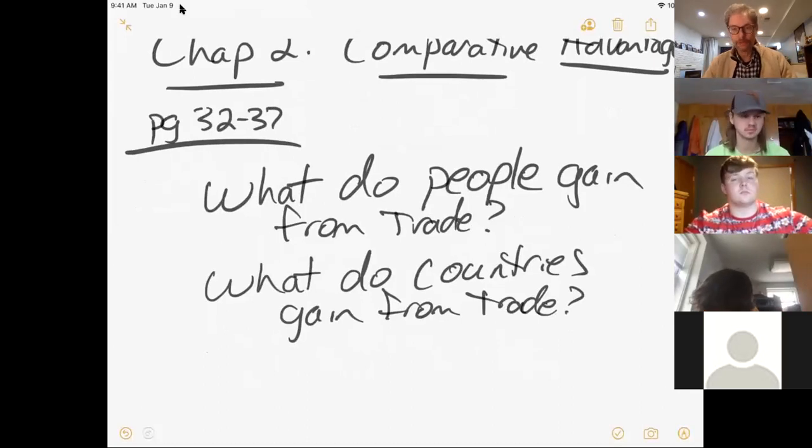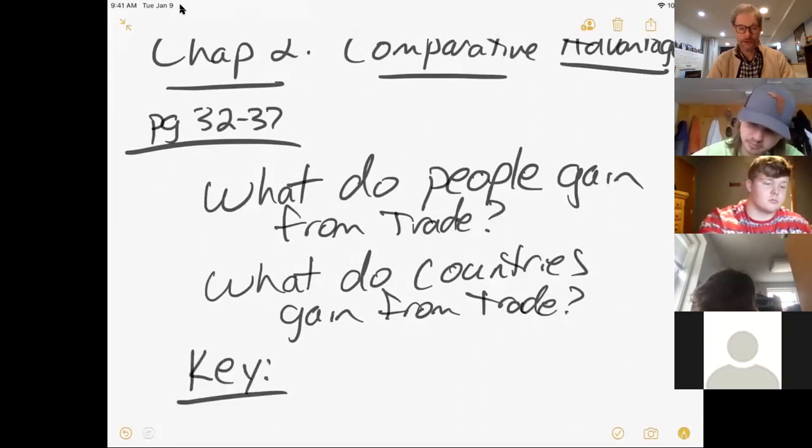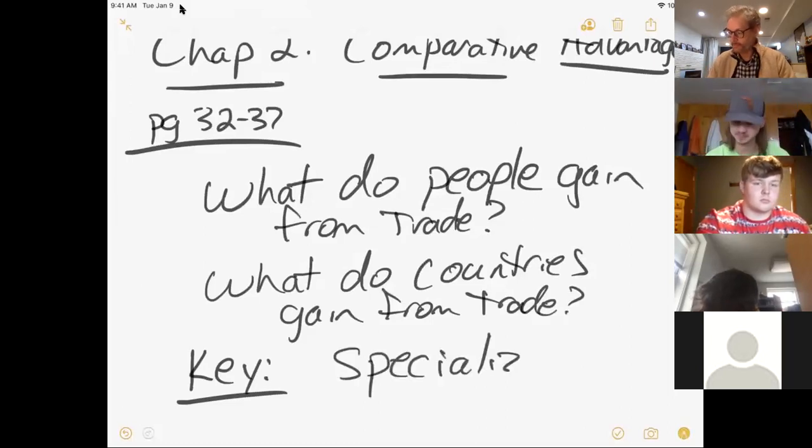So what do people gain from trade? What do countries gain from trade? Why is trade such an important part of well-being? And what comparative advantage teaches us is that the key to understanding trade is one word: specialization.